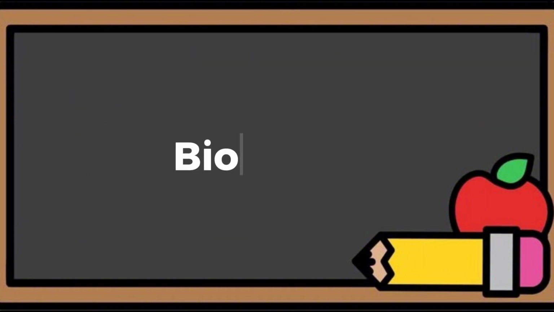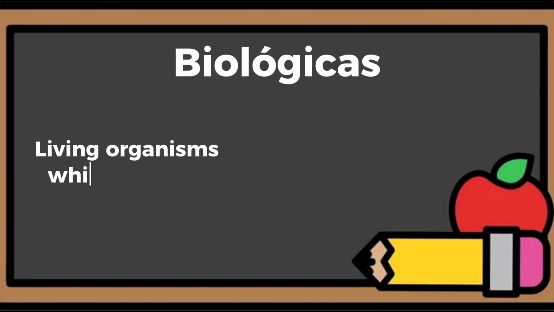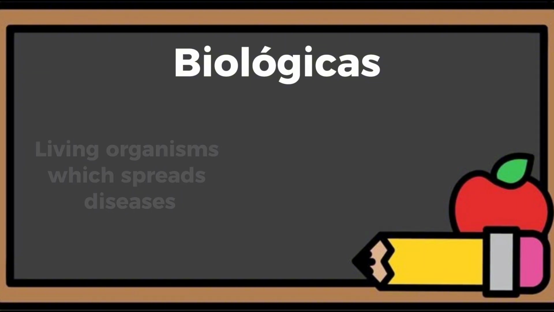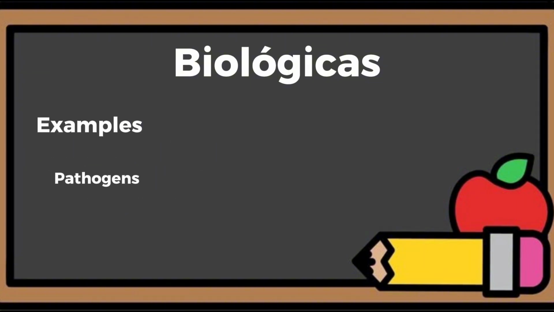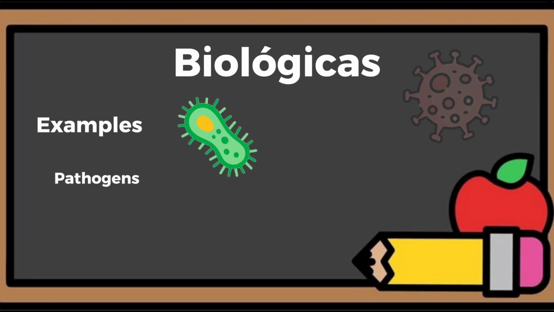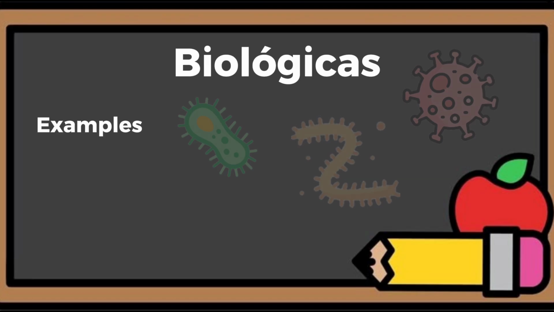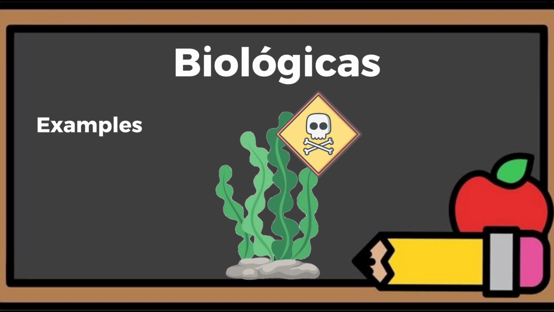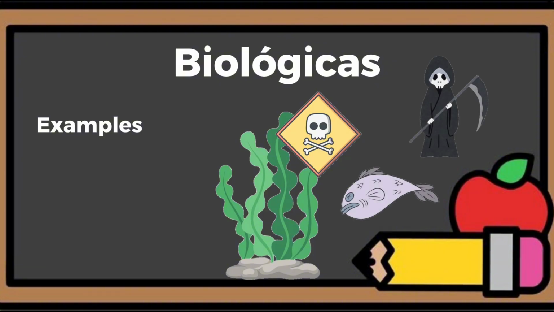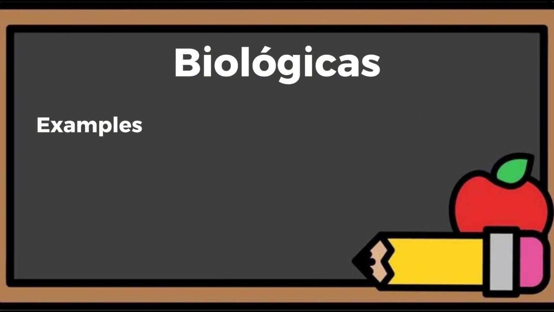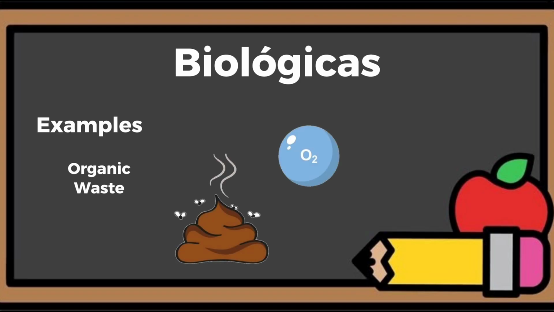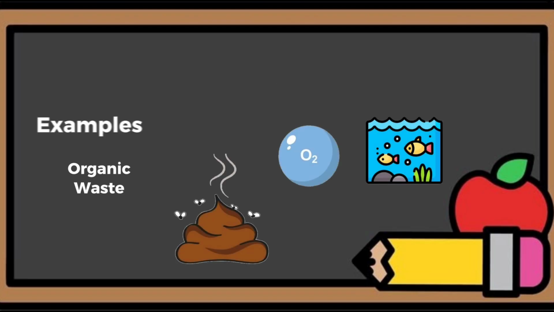And the last one, biological substances. This refers to living organisms or substances that can spread diseases or harm marine life. Examples include pathogens like bacteria, viruses, and parasites. Also, toxic algae that can kill fish and even affect humans. And organic waste like feces, which consume oxygen and suffocate aquatic life.